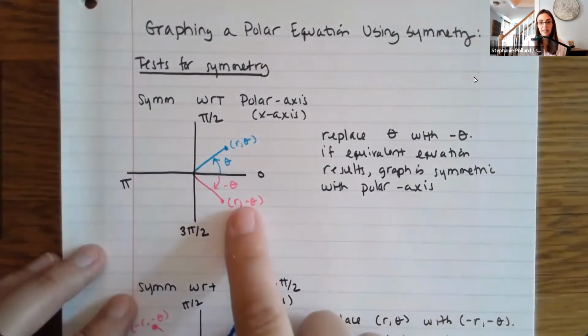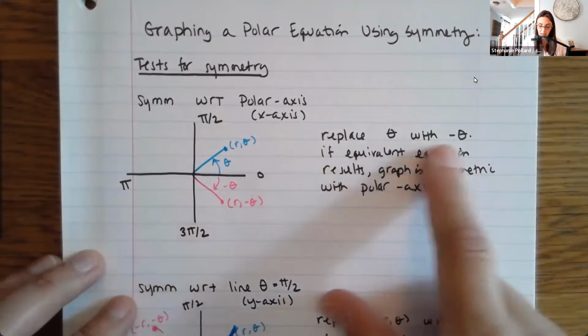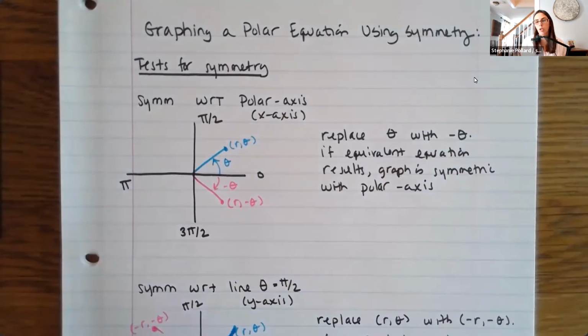So to test for something like this, what you do is you replace theta with negative theta, and you see if you get the same equation back out. And if you do, you know that you definitely have that polar axis symmetry.